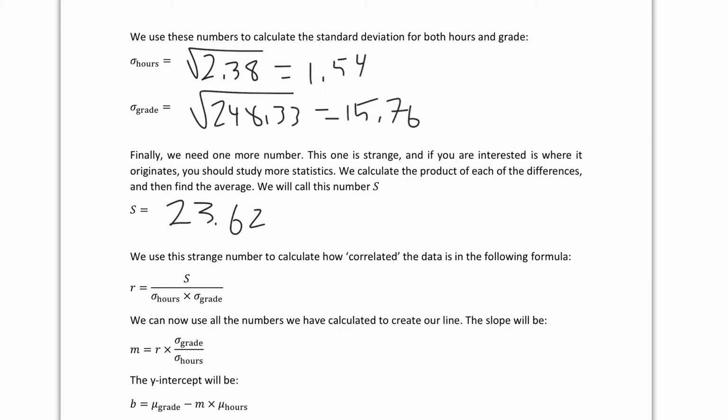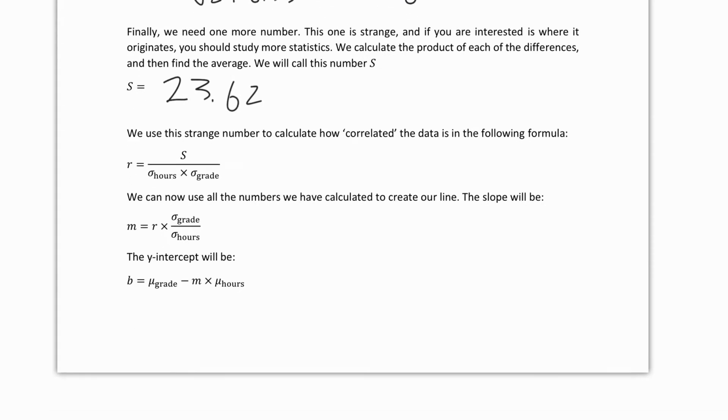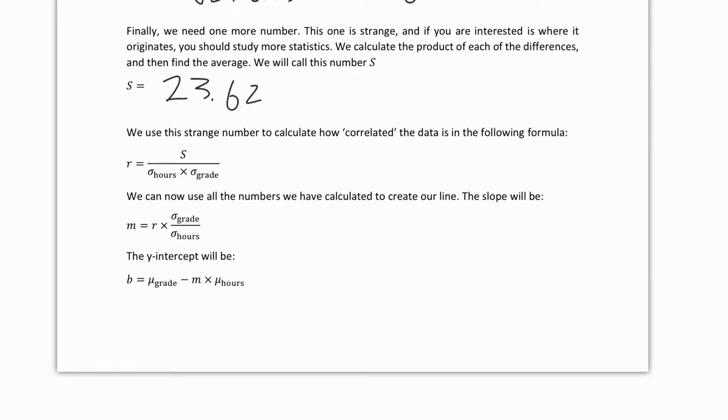So this was 23.62. Now we're going to use this strange number because it was looking at the numbers and their differences in relation to one another. It actually measures how correlated the data is. It measures how similar the two are going with each other, how similar to a line they are. When you study more, do you get a higher grade? Are those correlated? Do those seem to happen at the same time? And we use the following formula to measure it.